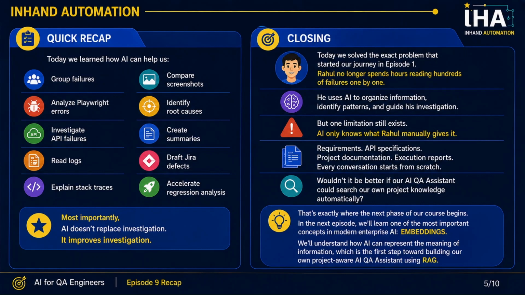But one limitation still exists. AI only knows what Rahul manually gives it, right? Whatever the requirement, API specification, project documentation, or execution report, every conversation starts from scratch, correct? So wouldn't it be better if our AI QA assistant could search our own project knowledge automatically? That's exactly where the next phase of our course begins. In the next episode, we will learn one of the most important concepts in modern enterprise AI, which is embedding, and we will understand how AI can represent the meaning of information, which is the first step towards building our project-aware AI QA assistant using RAG.